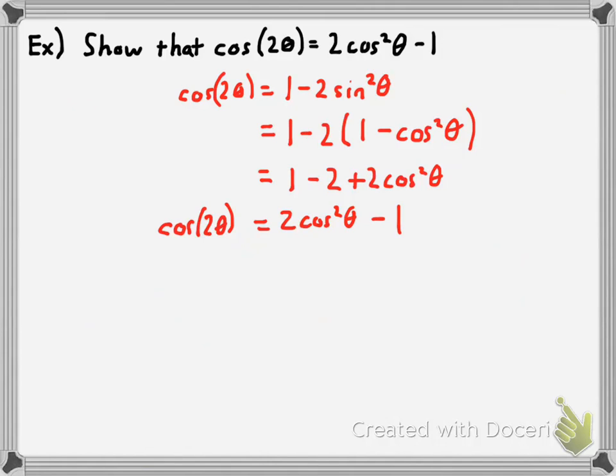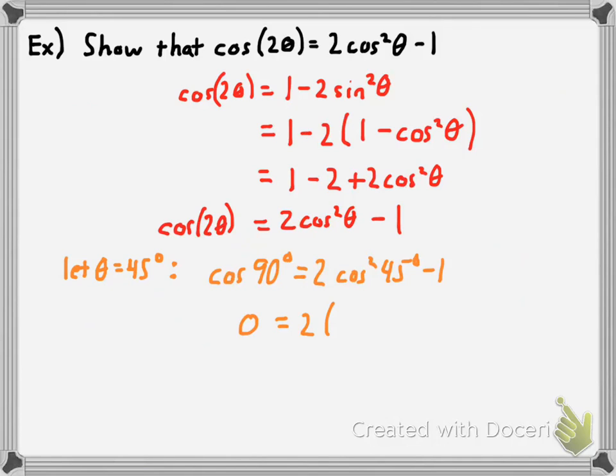Let's pick another angle that we know. Let's say 45 degrees. Well, according to this equation, the cosine of twice that, 90 degrees, should be equal to 2 times the cosine squared of 45 degrees minus 1. Now, we know that the cosine of 90 degrees is 0, and we know that the cosine of 45 degrees is the square root of 2 over 2. So we'll have 2 times that squared minus 1. And we're just going to show that both sides are actually equal to 0 here.